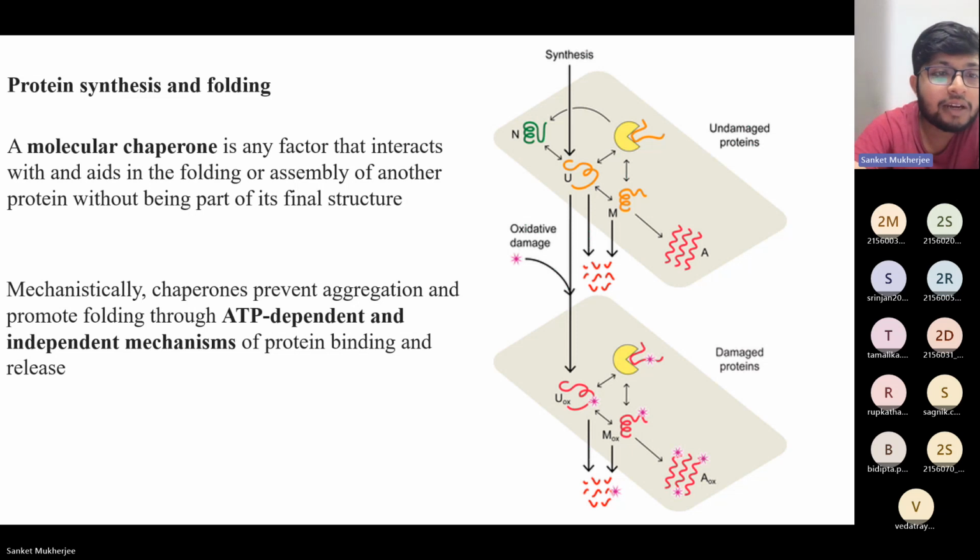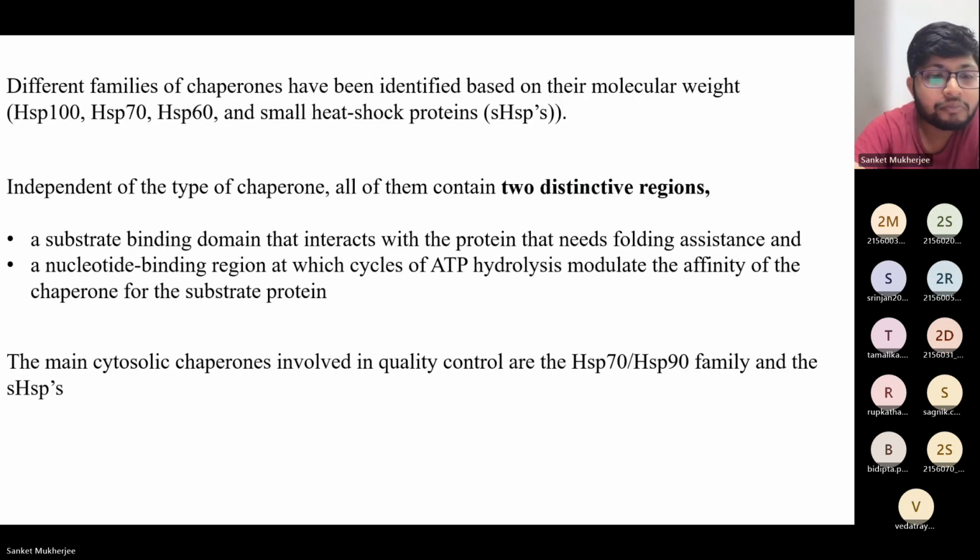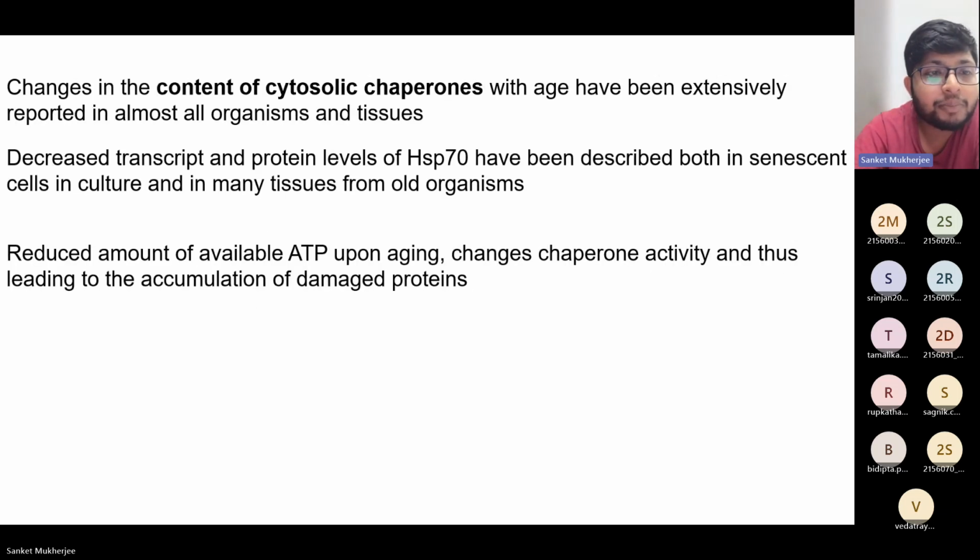So let's see what do we have next. These chaperones have two distinctive regions. One is the substrate binding region, and another one is the nucleotide binding region where ATP is bound, because sometimes chaperones utilize ATP for the folding of the protein. So it's sometimes energy dependent.